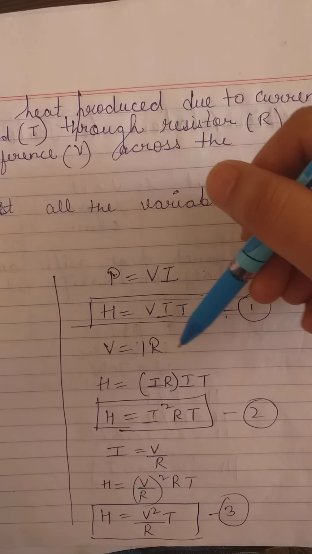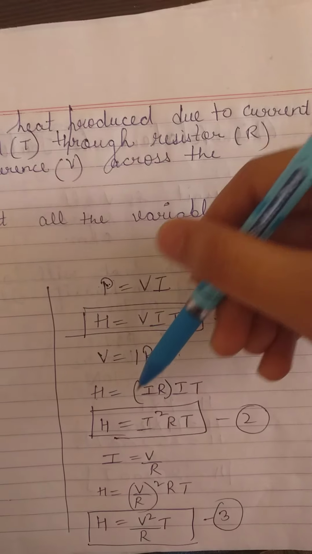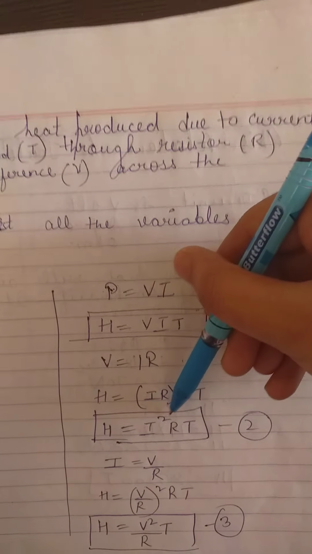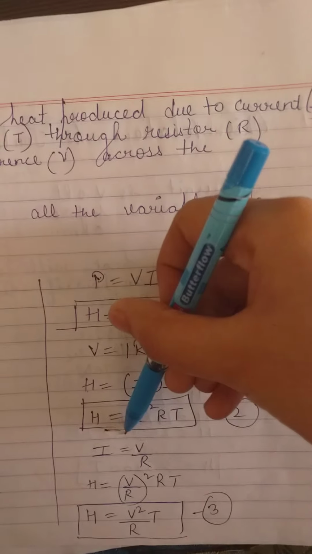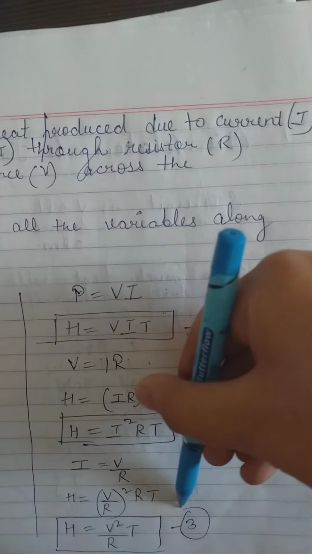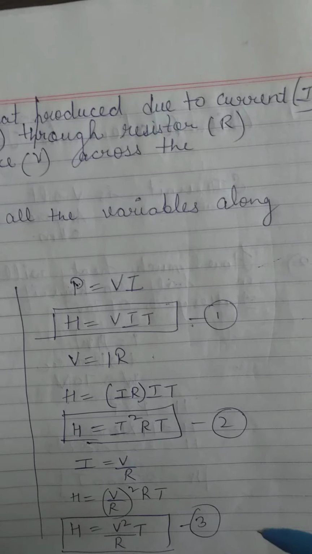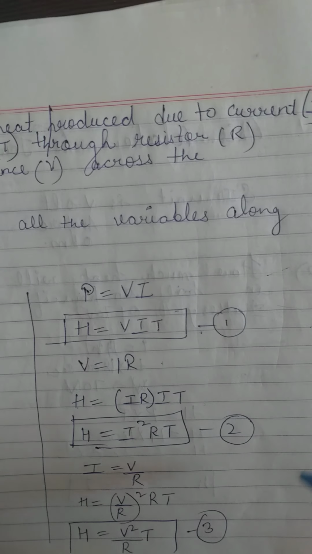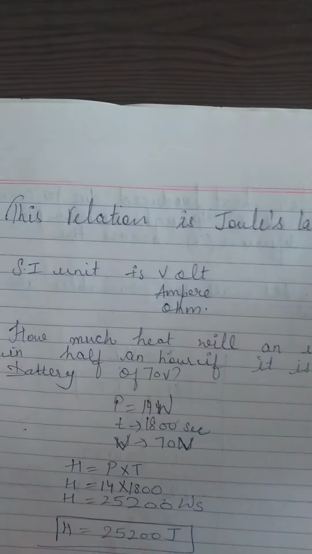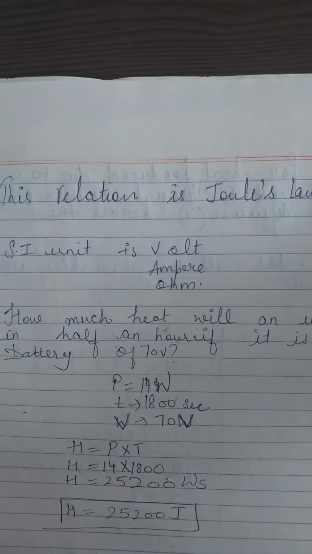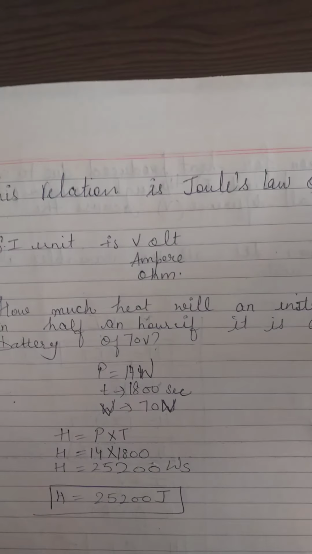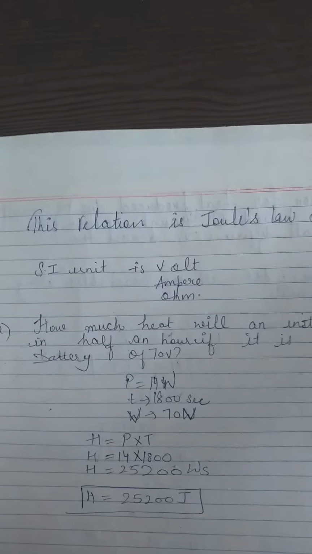Put the value of V is equal to IR according to Ohm's law. V is equal to IR, I multiplied by T, which comes out to be I square RT. Put the value of the current as V upon R, which gives V square upon R times T. Basically these three are the formulas for heat energy, and this derivation is known as Joule's law of heating. The SI unit of V is volt, the SI unit of current is ampere, and the SI unit of resistor is ohm.